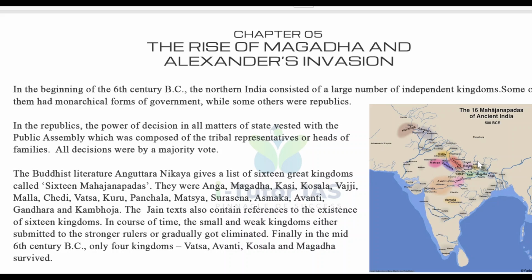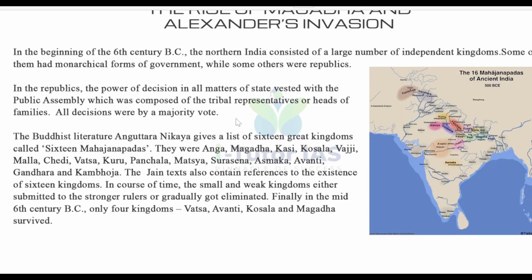In the beginning of the 6th century BC, northern India consisted of a large number of independent kingdoms. Some of them had monarchical forms of government, while some others were republics. In the republics, the power of decision in all matters of state vested with the public assembly, which was composed of the tribal representatives or heads of the families. All decisions were by a majority vote.